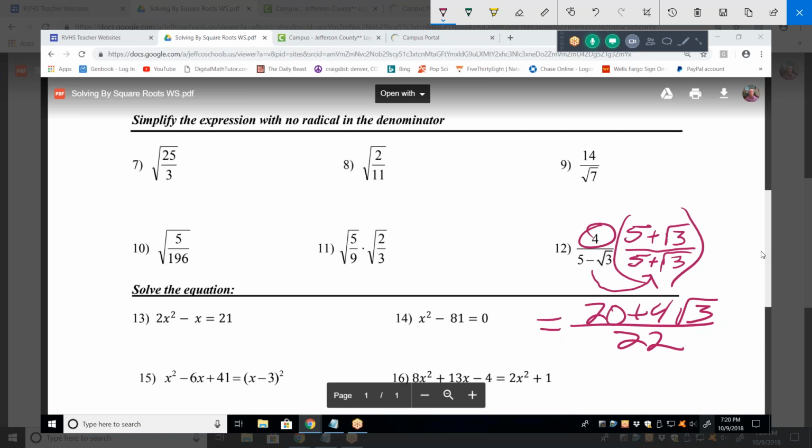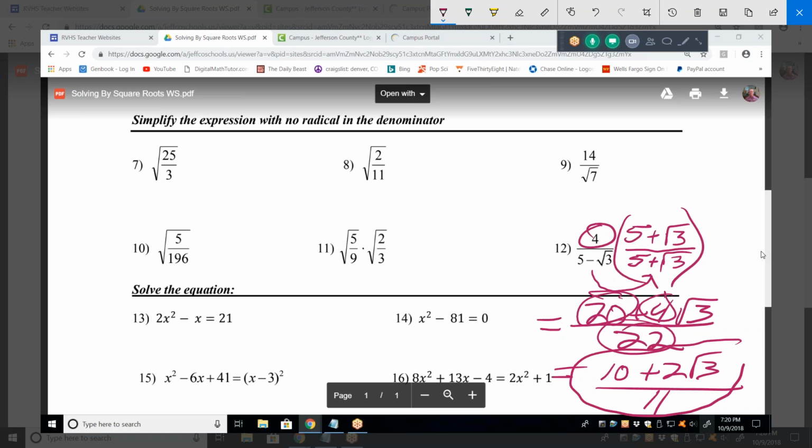Now, I can divide top and bottom by 2. I'm looking at even numbers. So if I divide the top by 2, I get 10 plus 2 root 3. If I divide the bottom by 2, I get 11. And there's my final simplified answer that can't be simplified any further.